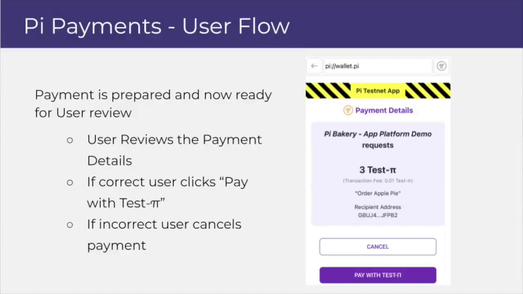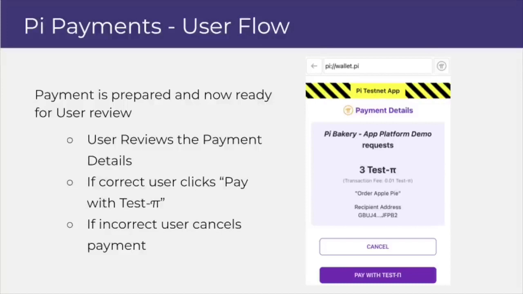Once the payment is built and ready, then the user is displayed this screen. This is just a confirmation screen where the user can see all of the information that will go into the order or into the transaction. They can see here, okay, I clicked on buy an apple pie or order an apple pie. That was 3 test Pi. So I can confirm that that is right. And I've got that my address is here as well.